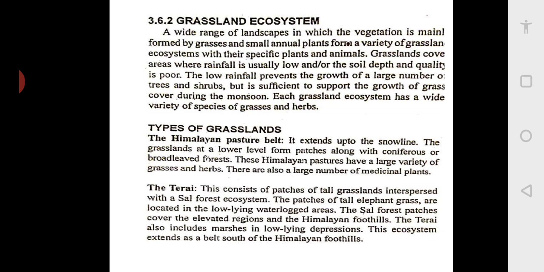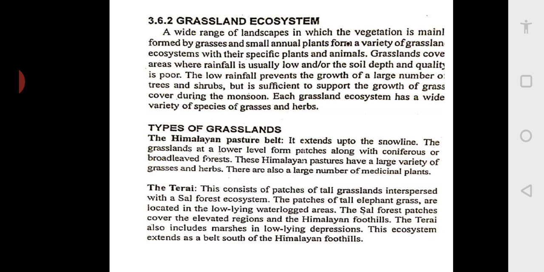This Himalayan pasture belt, as you know, the Himalayan belt is in the northern part of India. It extends up to the snow line. The grassland at a lower level forms patches along with coniferous or broad-leaved forest.